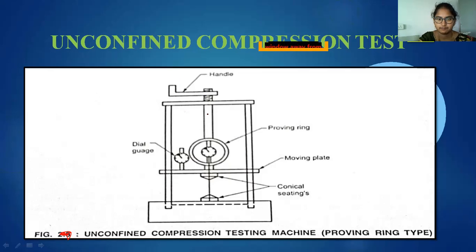So what is the procedure? How can we determine the unconfined compression strength? What is the purpose of this test? It is a special method in which the confining pressure, the cell pressure, is equal to 0. That means sigma 3 is equal to 0. Only deviator stress, or shear stress, is applied.